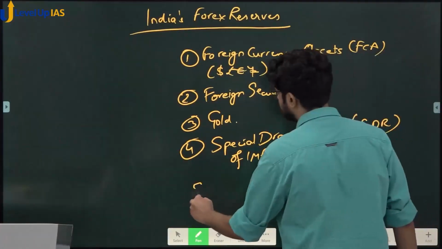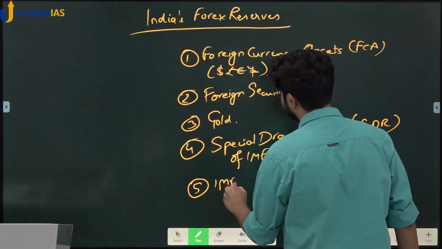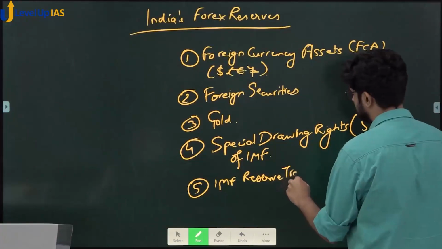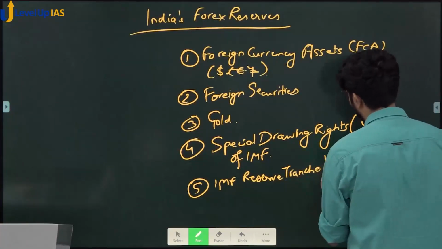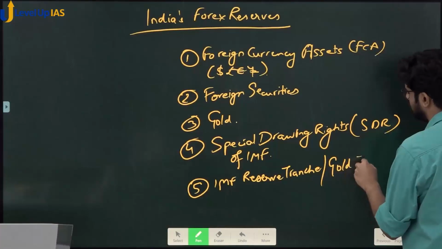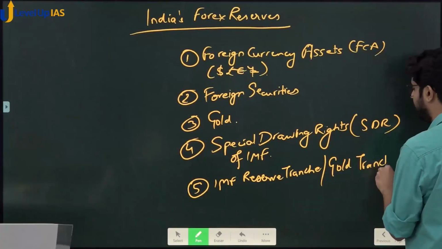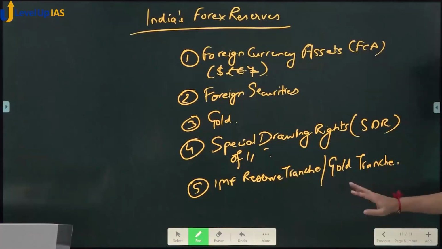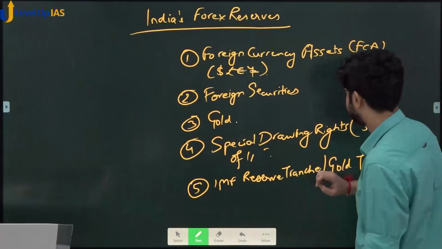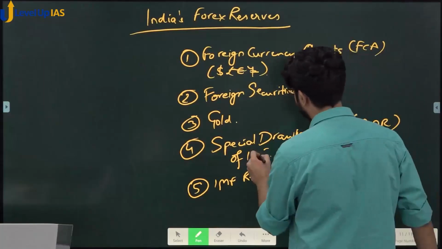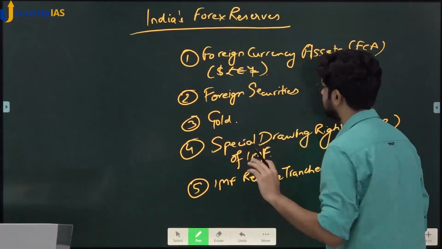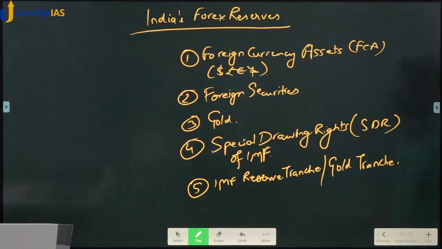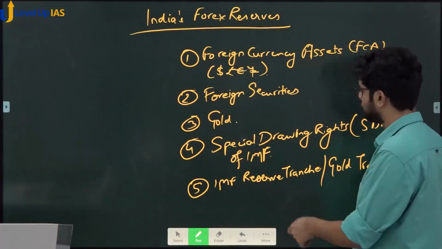And fifth is the IMF's reserve tranche, also called the gold tranche. These two are both the IMF's. In fact, in many books you will find that these are clubbed under one head. I have written it separately because the nature is a little bit different. So these are 5 things. Mainly India's forex reserve comprises these 5 things. 1, 2, 3, 4, 5.